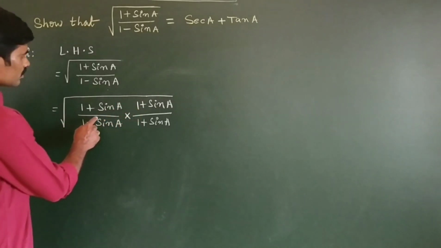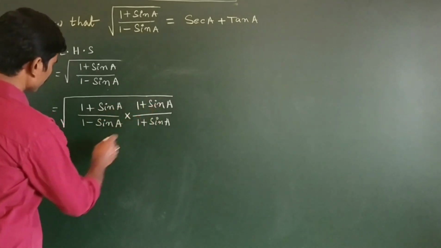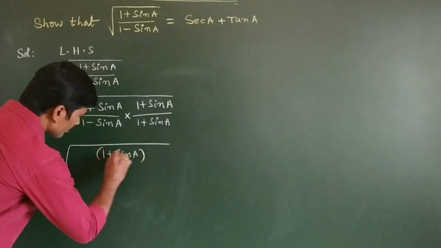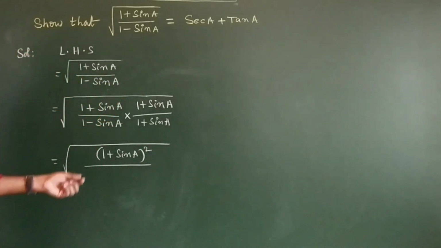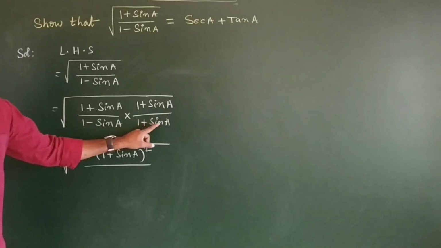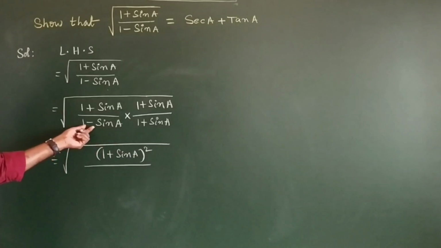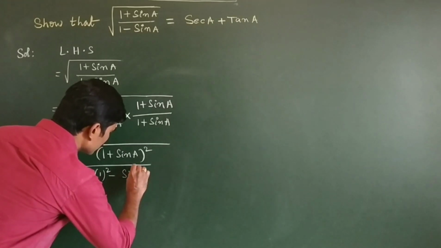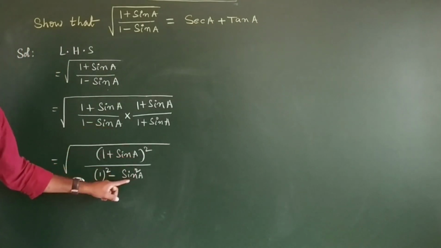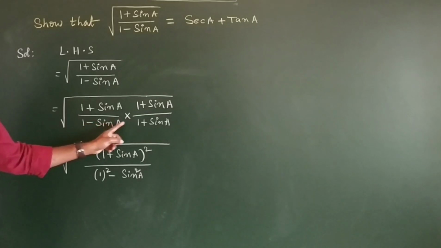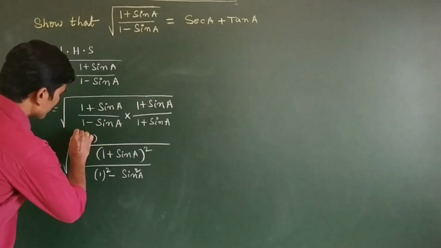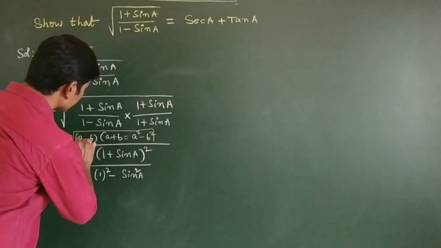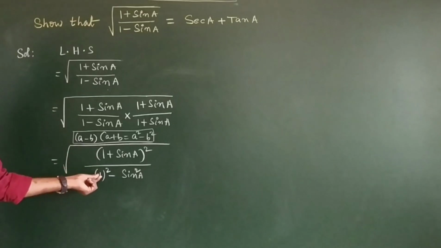So multiply the numerators: 1 plus sin A into 1 plus sin A, we will get (1 plus sin A) whole squared. The denominator is in the form of (a minus b) into (a plus b), that is a squared minus b squared. So we can write 1 squared minus sin A whole squared, which is sin squared A. With this formula, a squared minus b squared, we write 1 squared minus sin squared A.